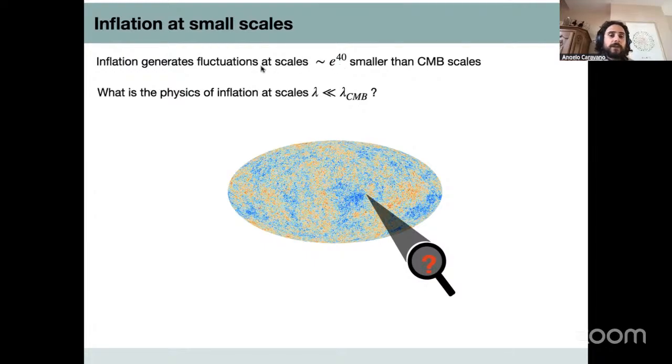Now, a natural question is, what is the physics of inflation at those scales? Those scales cannot be probed in any way by large-scale experiments, because they are so tiny that they cannot be probed, for example, by looking at the CMB. And until recently, this question was kind of irrelevant because for this reason we cannot really see it, and the nonlinear gravitational evolution later in the universe washes out these fluctuations.